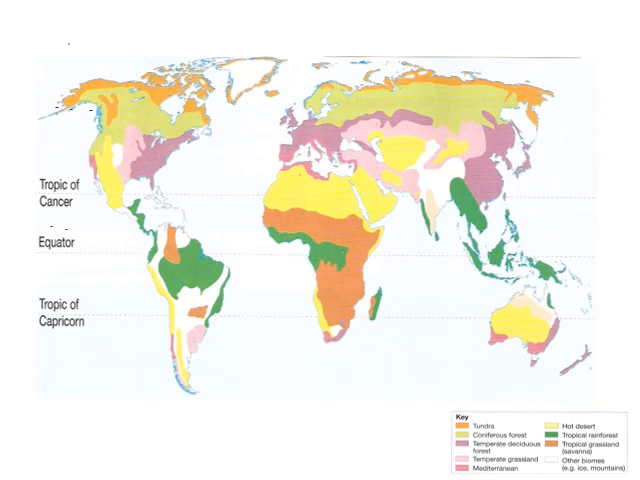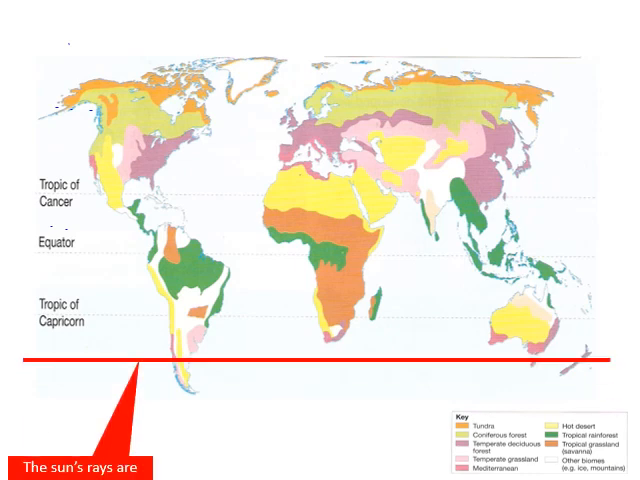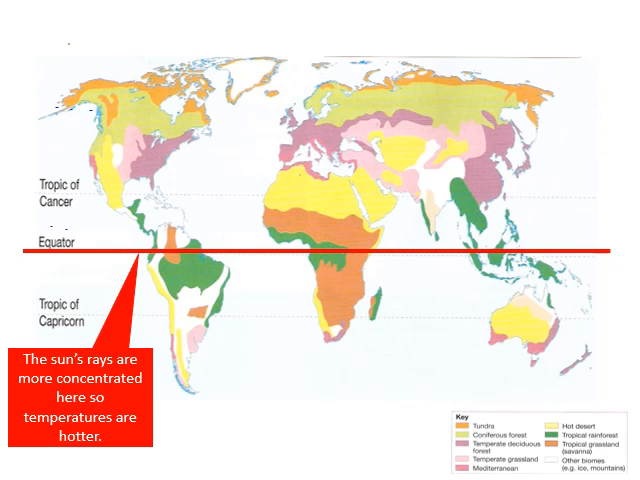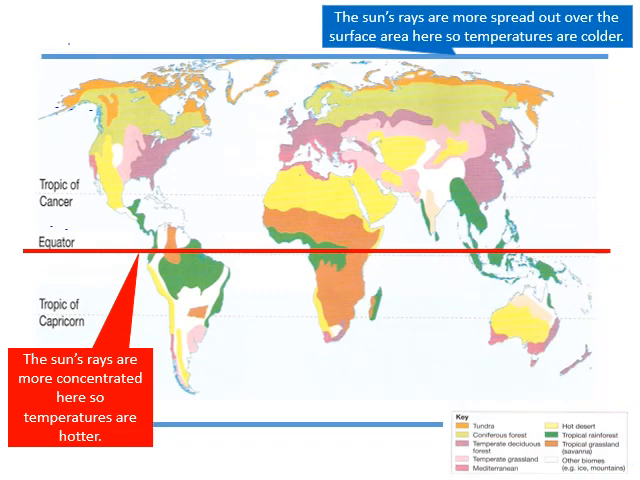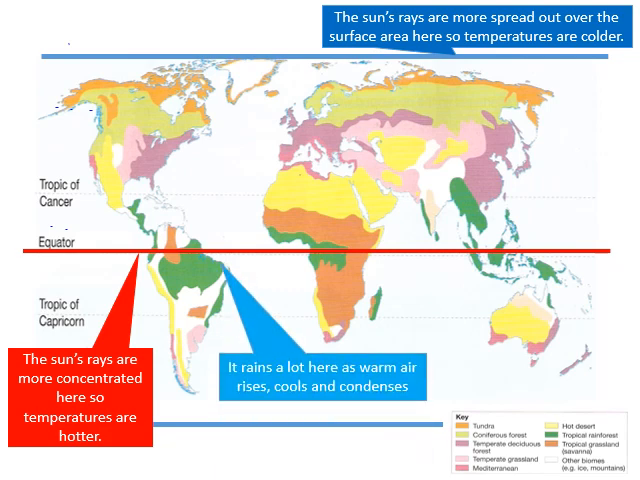Okay then, so let's have a little look at this. We can see here that these green parts along the equator are showing us tropical rainforests, whereas the yellow parts near the Tropic of Cancer and the Tropic of Capricorn are showing us deserts. The sun's rays are more concentrated here, which means that it's hotter. However, the further away you move from the equator, the colder it is, so the temperatures will drop.